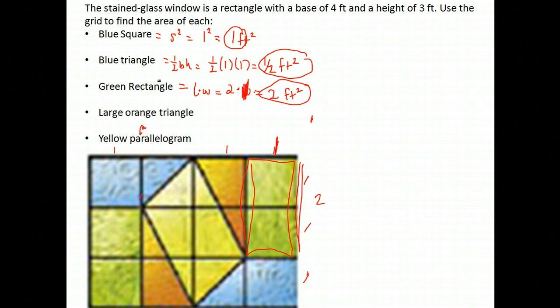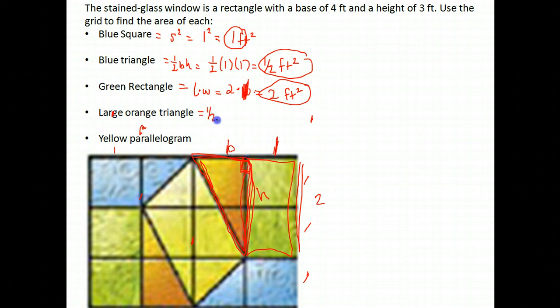The large orange triangle. So where is that large orange triangle so we can try it out? Oh, here it is. So there is the large orange triangle. If we want to find its area, we need the base and the height. Well, this could be our base and this could be our height. Notice they do form a right angle like they're supposed to.